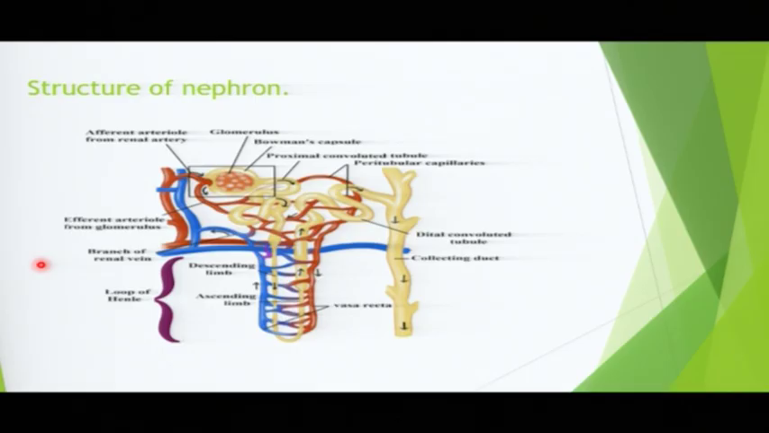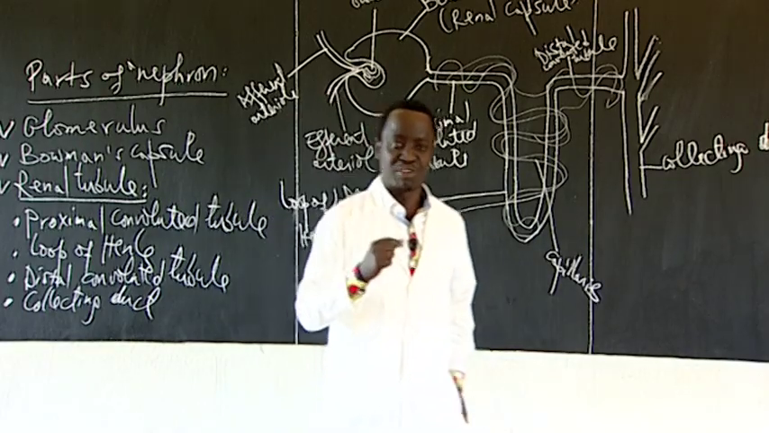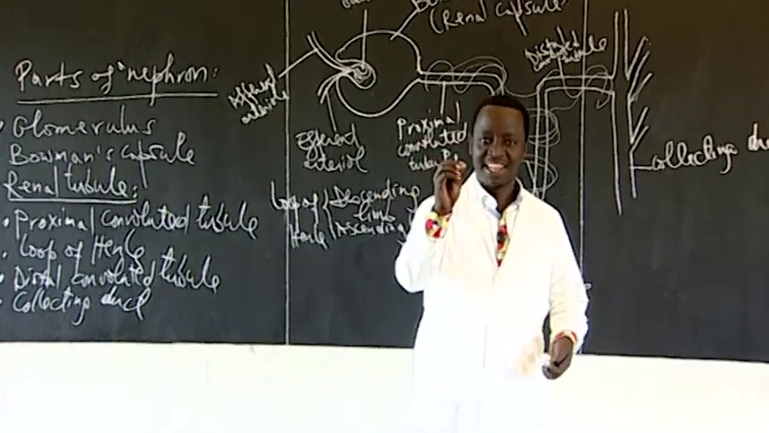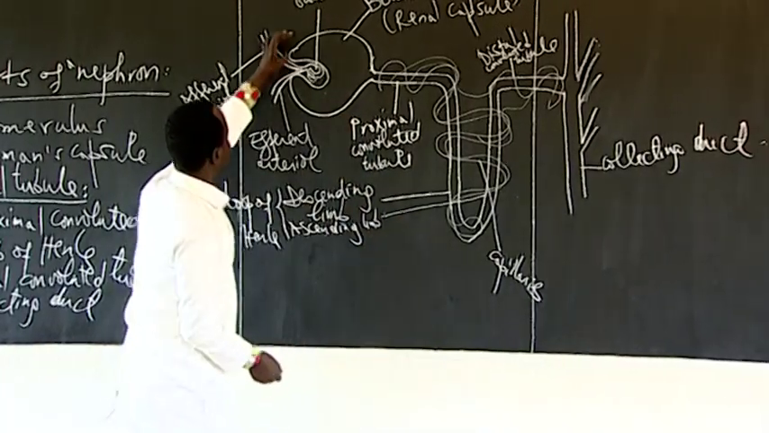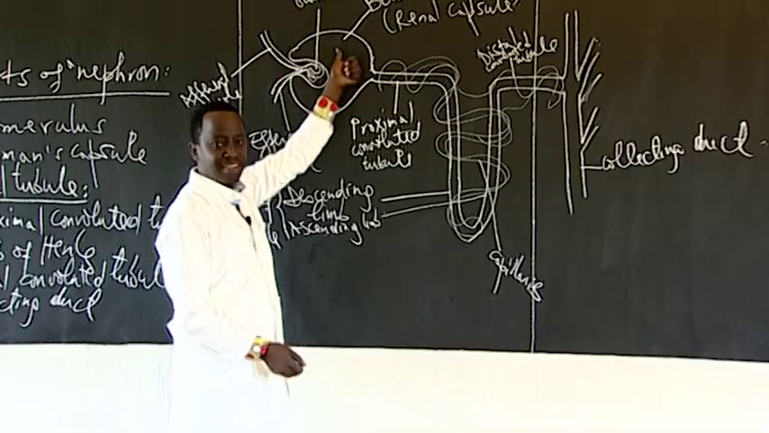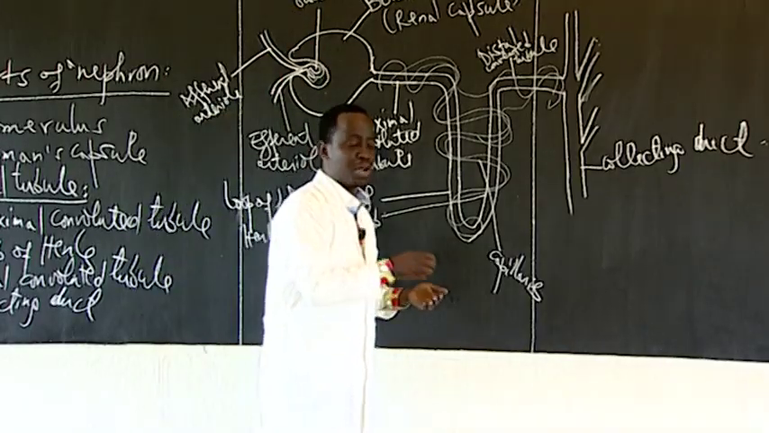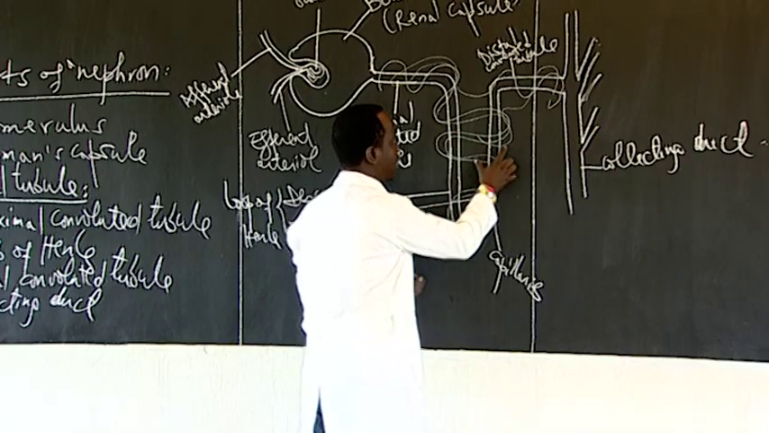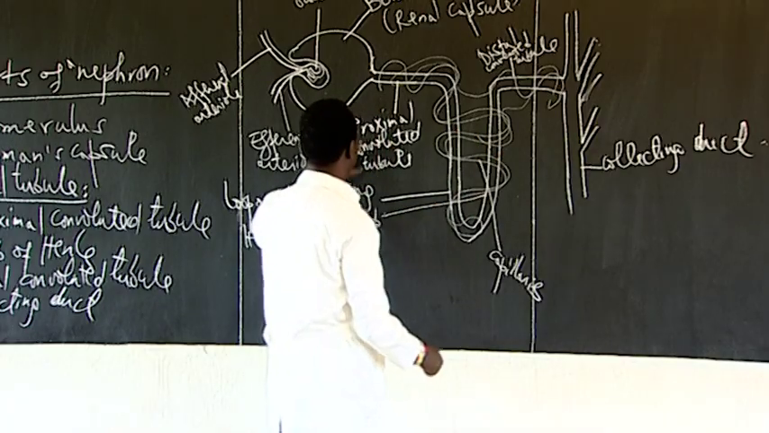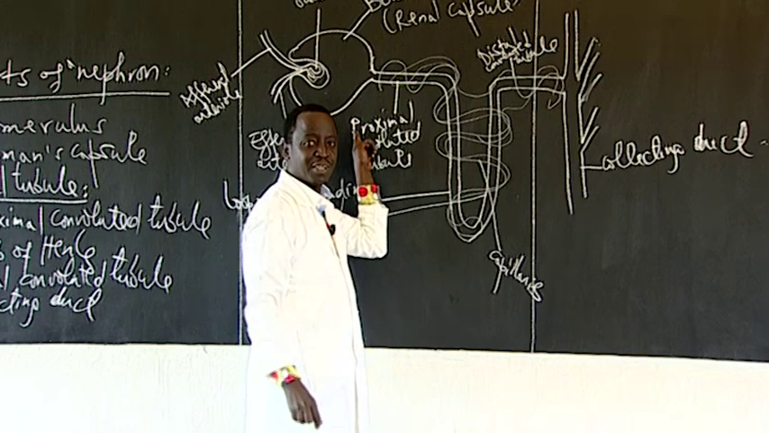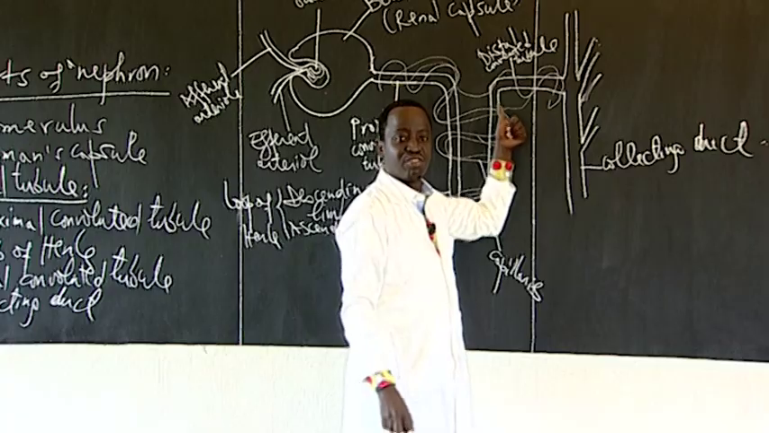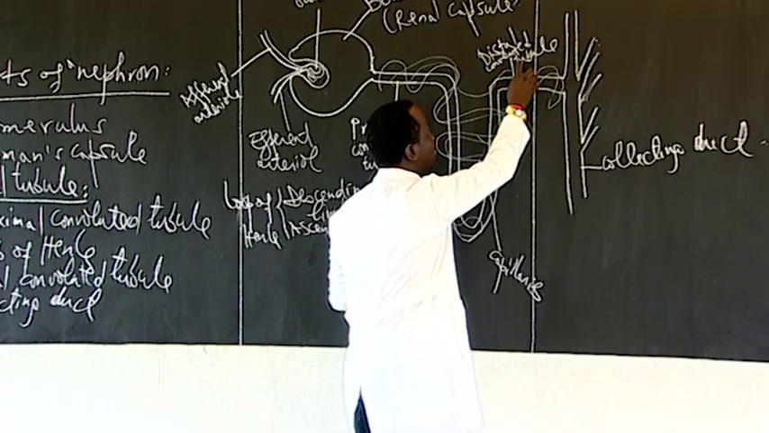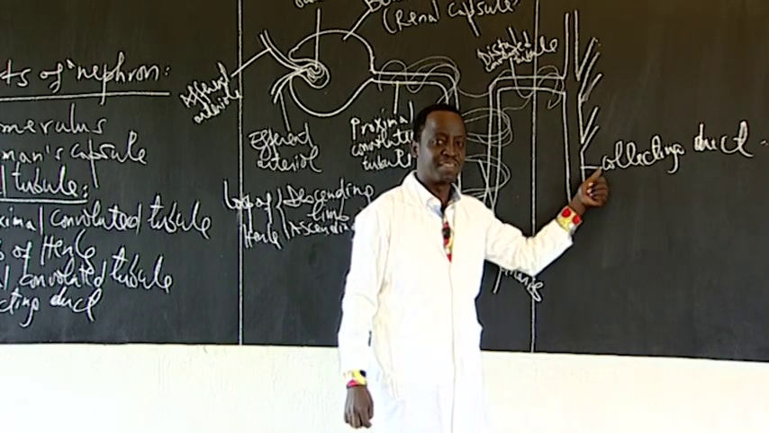So we are talking about the structure of the nephron. As I have said, it is composed of the glomerulus, and then Bowman's capsule. Then the renal tubule, which is composed of the proximal convoluted tubule, the loop of Henle, the distal convoluted tubule, and finally the collecting duct.